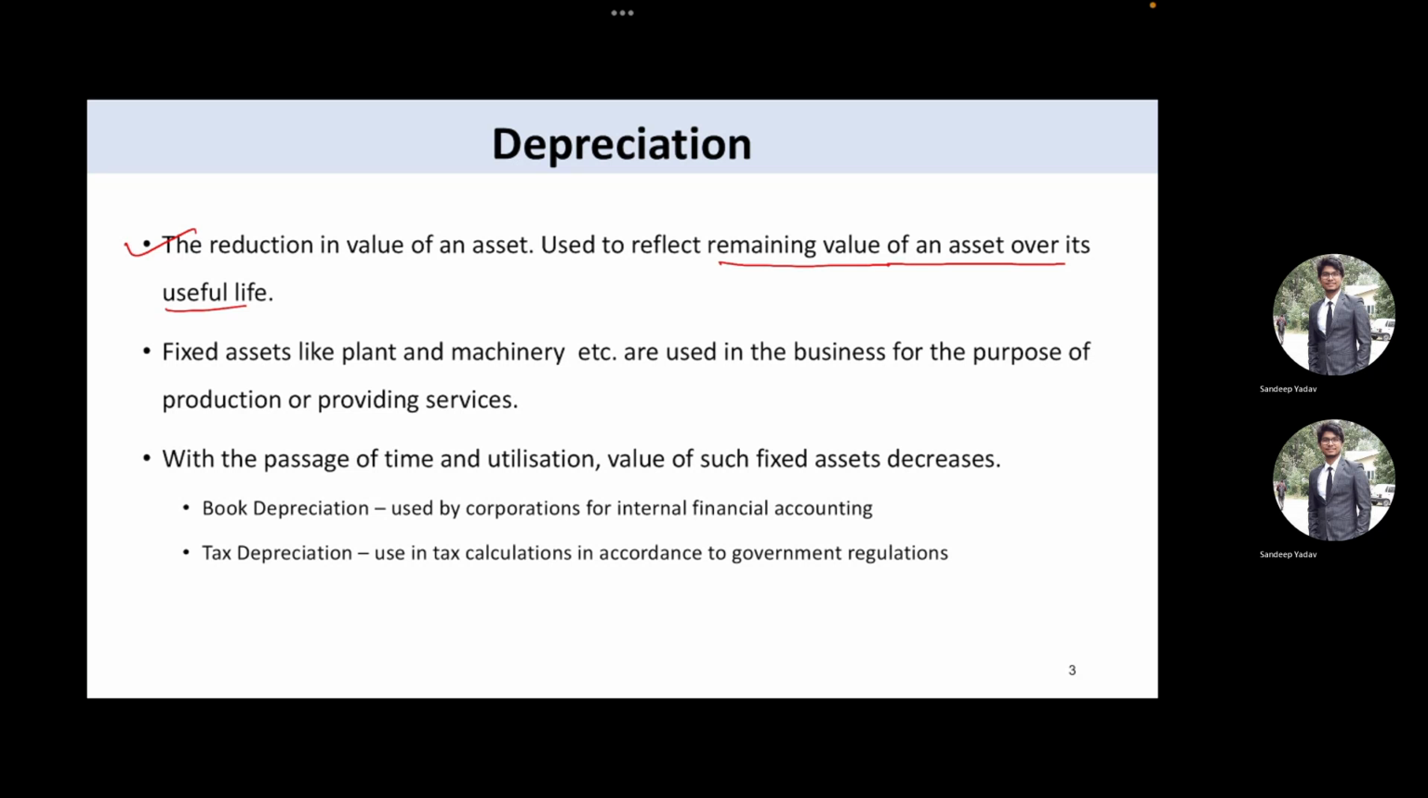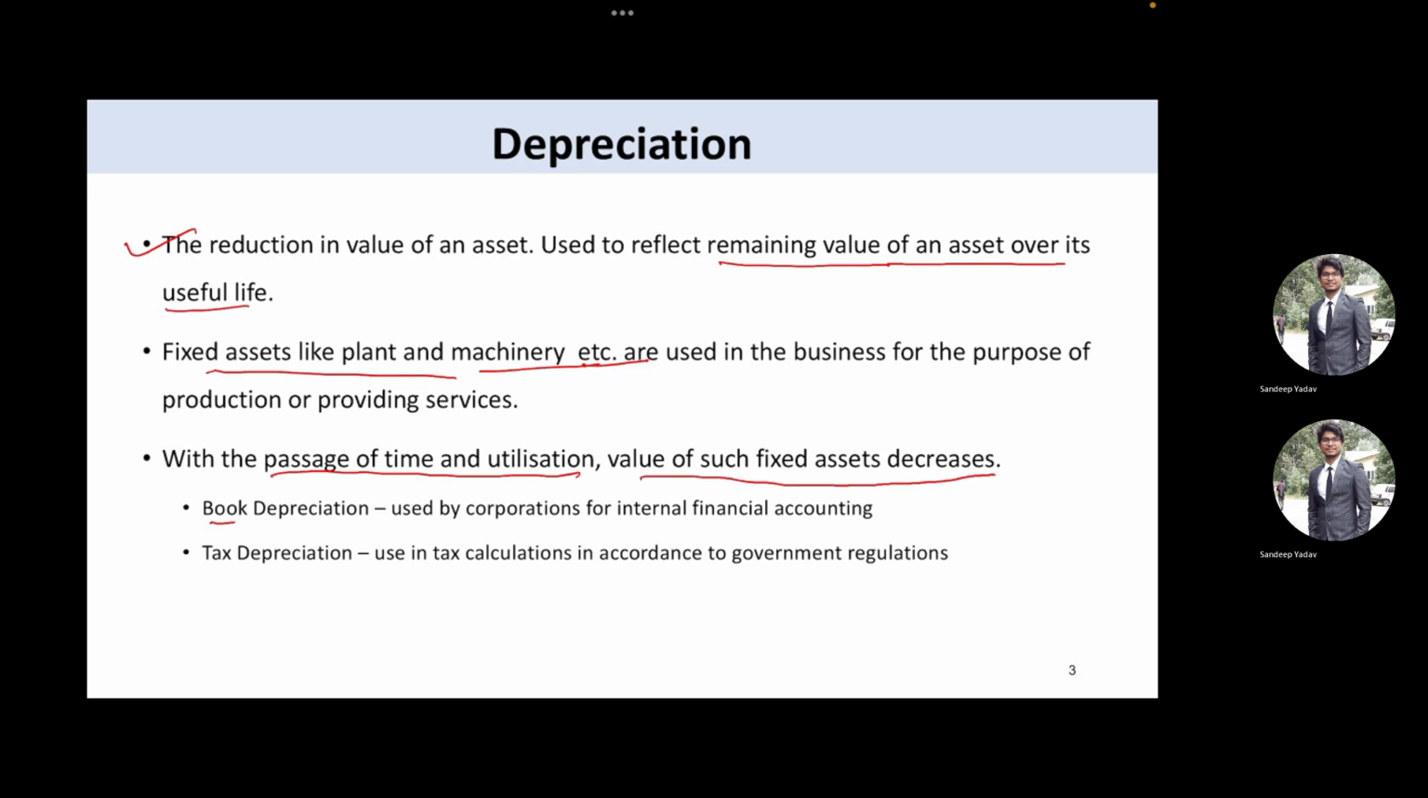In some cases, like if you are owning a company and you have some machinery and you are using it continuously and rigorously, after some time you see that it's not working, but you want to sell it. So your selling value of the machinery will be calculated by depreciation. Fixed assets like plant and machinery are used in business for the purpose of production and providing services. With the passage of time and utilization, the value of such fixed assets decreases.